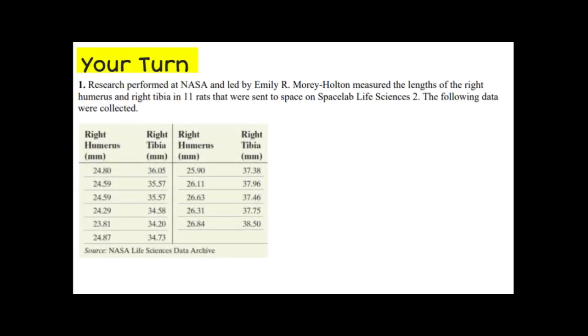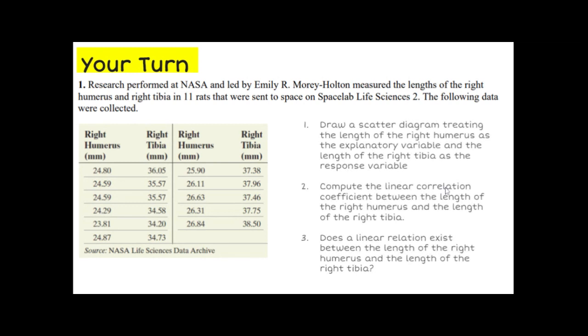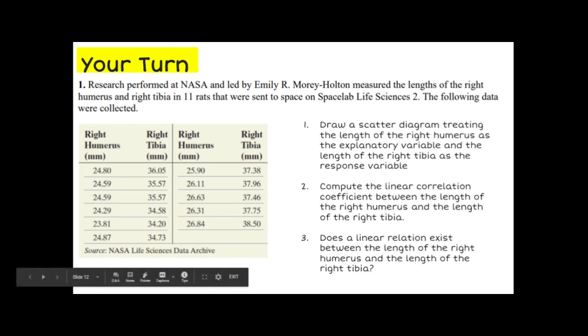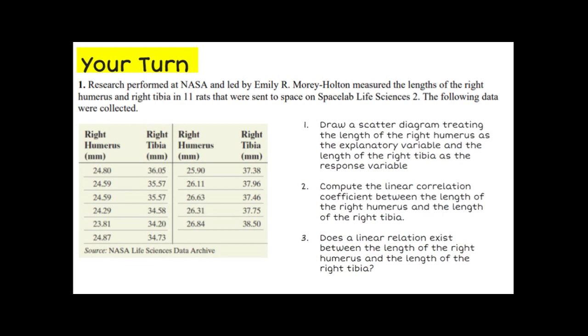So let's try this one more time. Research performed at NASA and led by Emily R. Maury Holton measured the length of the right humerus and right tibia in 11 rats that were sent to space on Space Lab Life Sciences 2. The following data were collected. I don't know if you have a piece of paper there to draw the scatter plot, or you can use your calculator to see what it looks like.